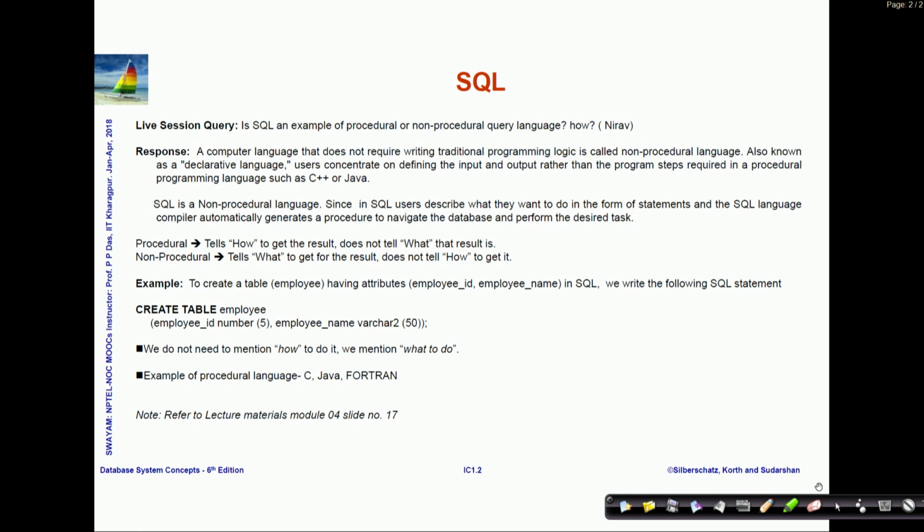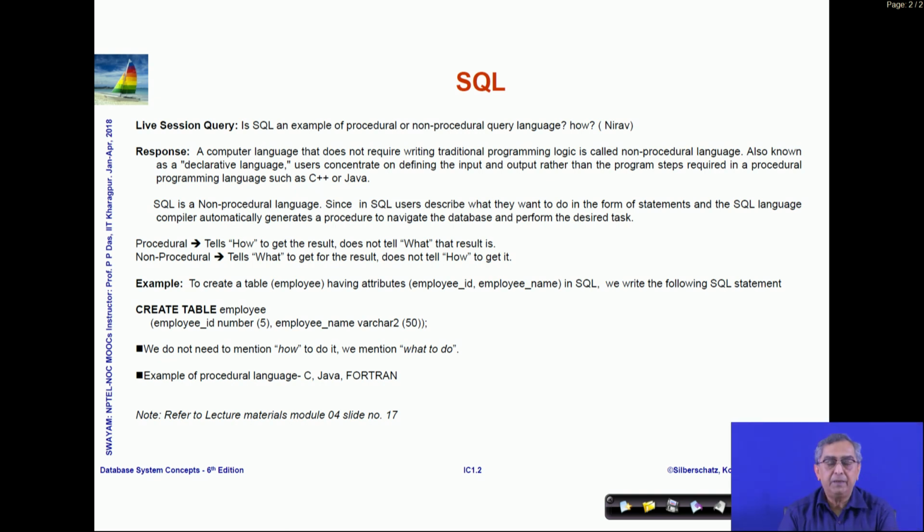The basic difference between procedural and non-procedural is that a language like C, Java, or C++ is procedural. In a procedural language, we write out the steps that are required to convert the input into the output. You tell the system how to do the computation, but you do not tell the system what exactly the result will be. You give the computation steps, the procedure, and whatever comes out given the input is taken to be the result.